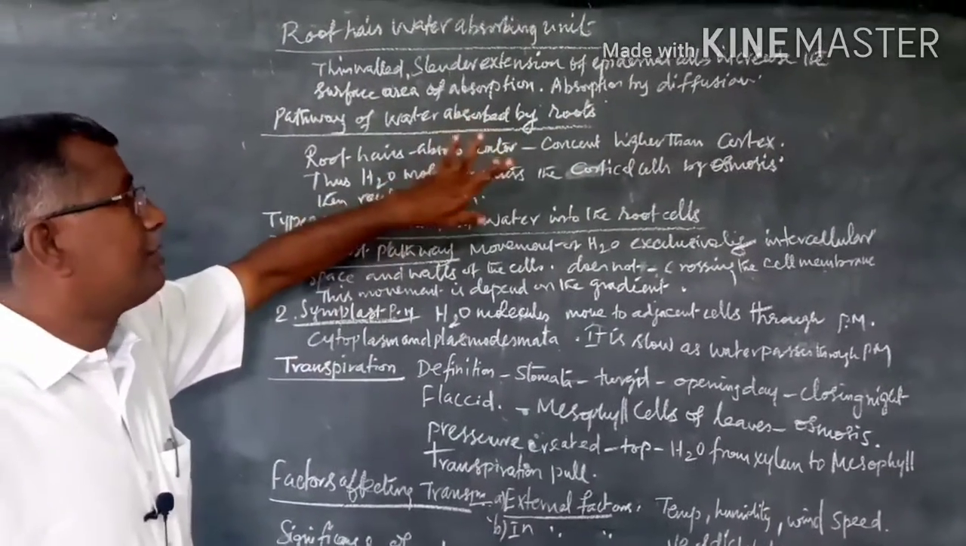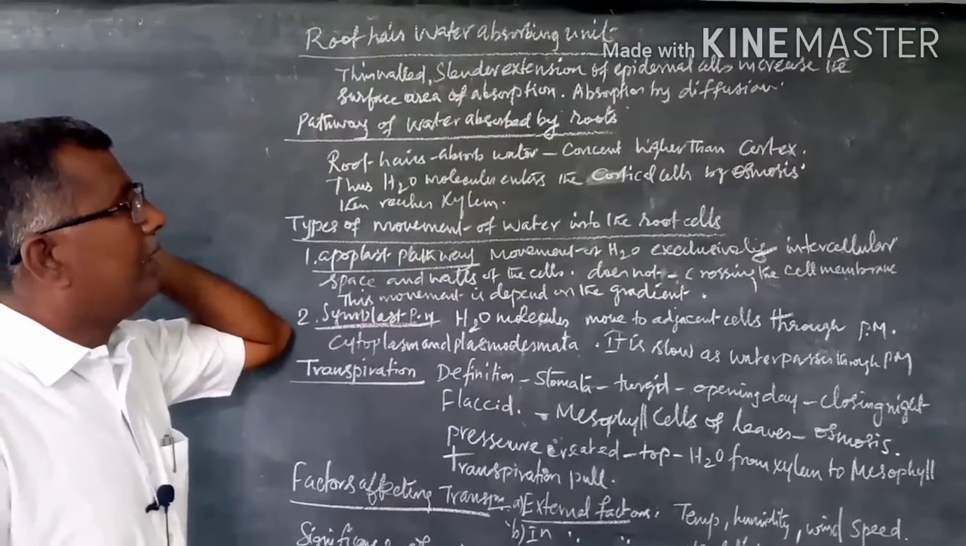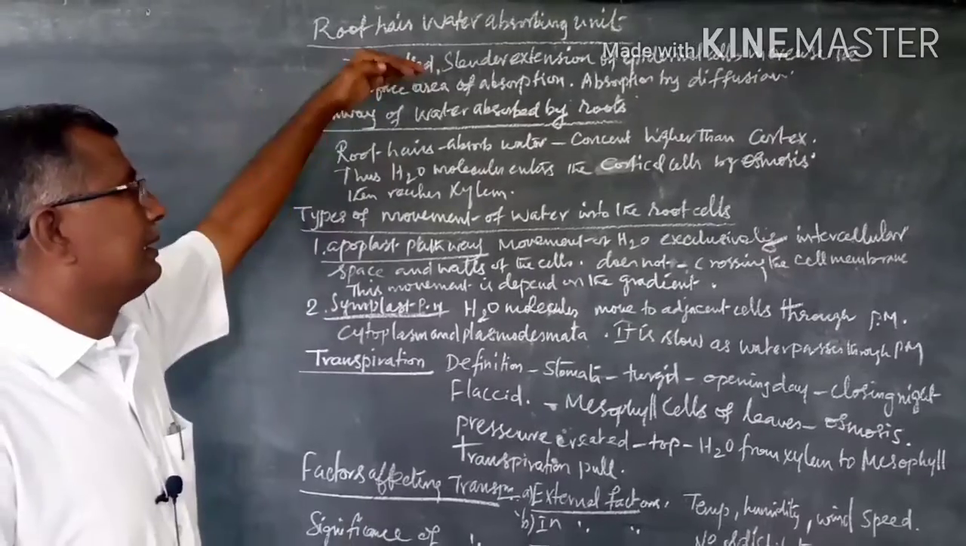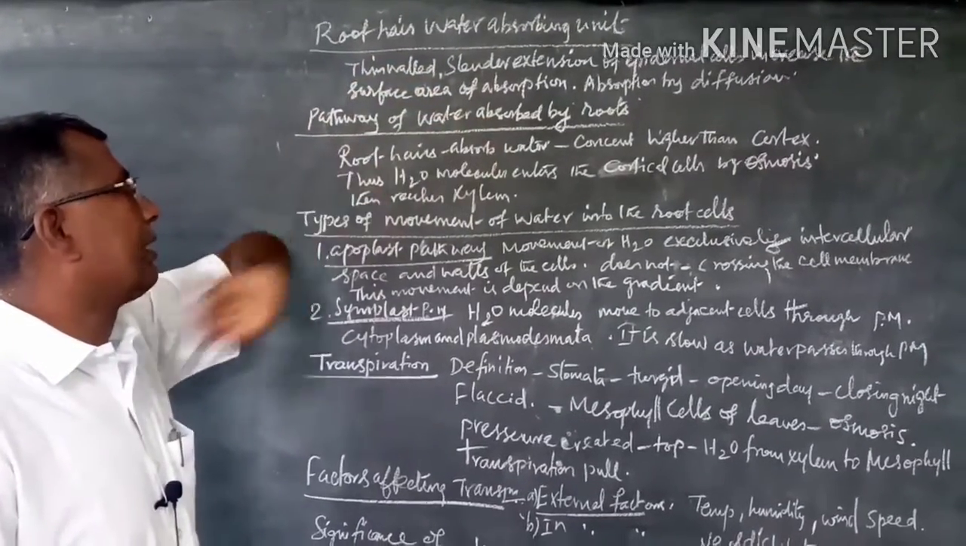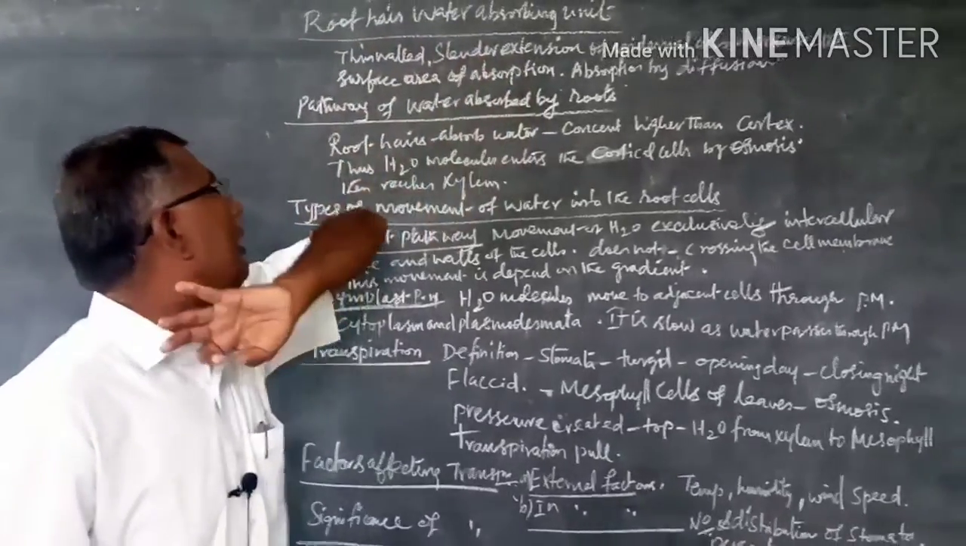What is the meaning of diffusion? That is a simple, passive process: the movement of water molecules from higher concentration to lower concentration. We call it diffusion.